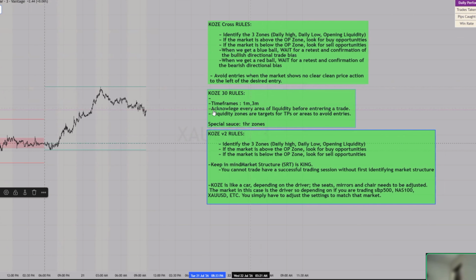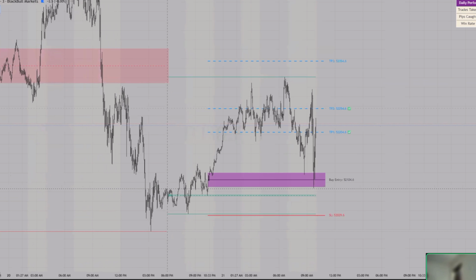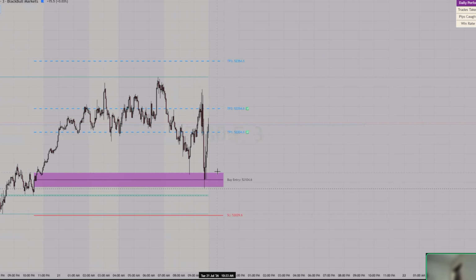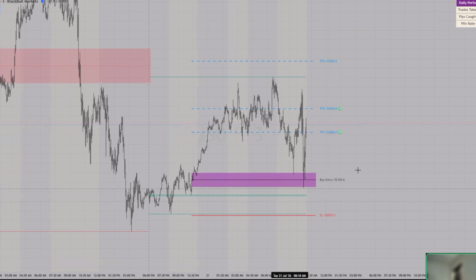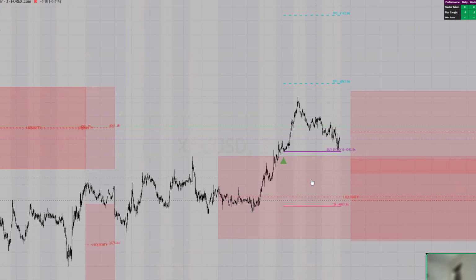Koze 30 rules is going to be time frame 1 minute and 3 minute are the most profitable. Acknowledge every area of liquidity before entering a trade. Look at that beautiful move. Oh my days. Yeah. So identify every area of liquidity before entering a trade. All right, cool. So we have Koze 30 now.